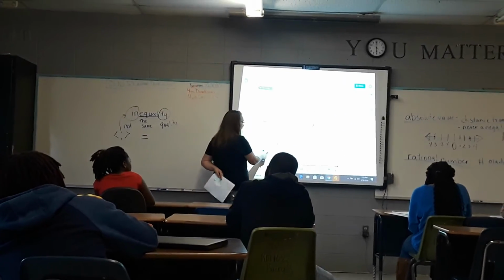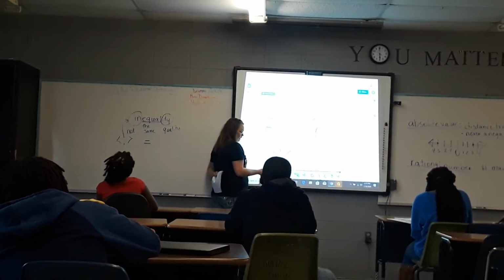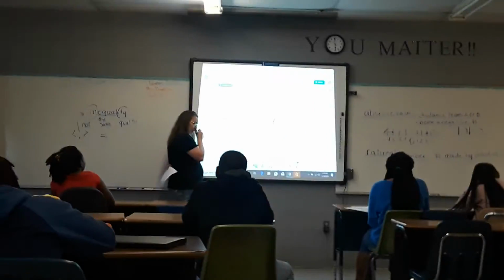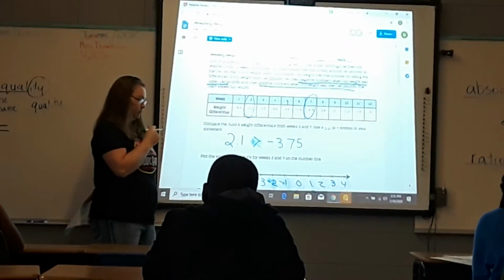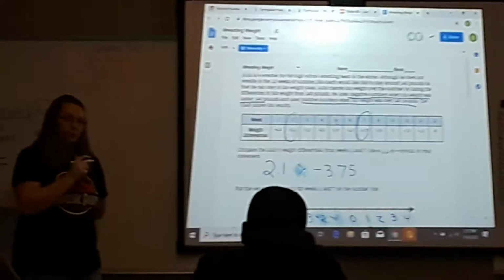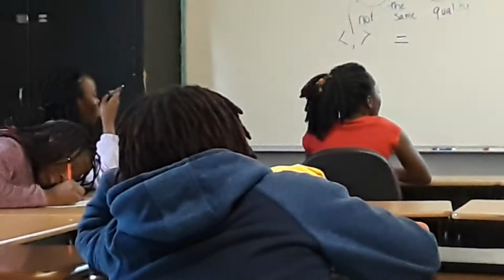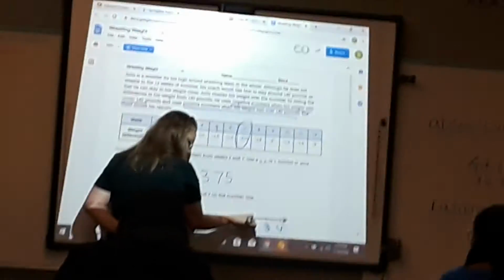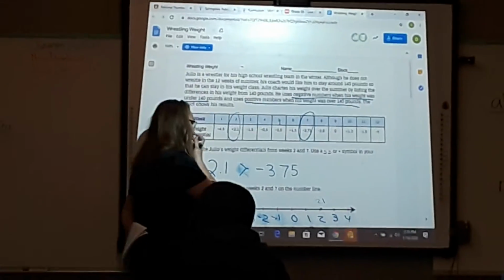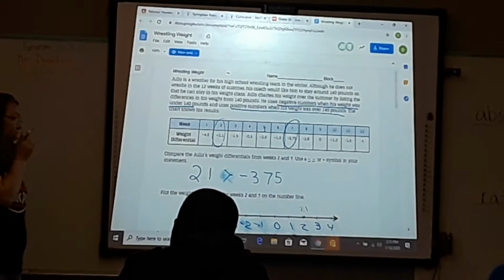Okay, so we're going to plot 2.1. Where would 2.1 go on my number line? By 2, then a little bit to the right, just a little bit over. And that is 2.1.